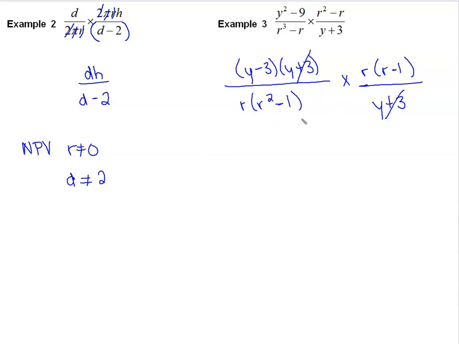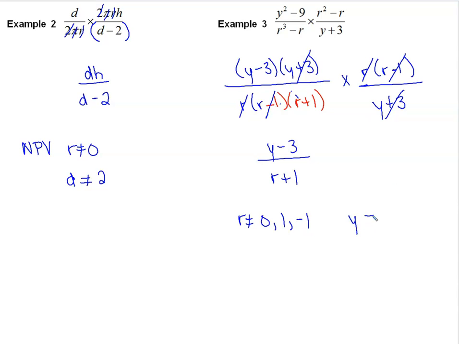Oh, but I missed something. I could rewrite this, that r squared minus 1 is actually a difference of squares. So r squared minus 1 can be rewritten as r minus 1 and r plus 1. So if you get to the end and there's not a lot of stuff that can be canceled out, always check that you have factored everything completely. Then this r can go as well. So that leaves me with nothing over here, and I have y minus 3 all over r plus 1, and then I have to do my NPVs, or the values that cannot be. So r cannot be equal to 0, cannot be equal to 1, and cannot be equal to negative 1. And as far as my y is concerned, y cannot be equal to negative 3.